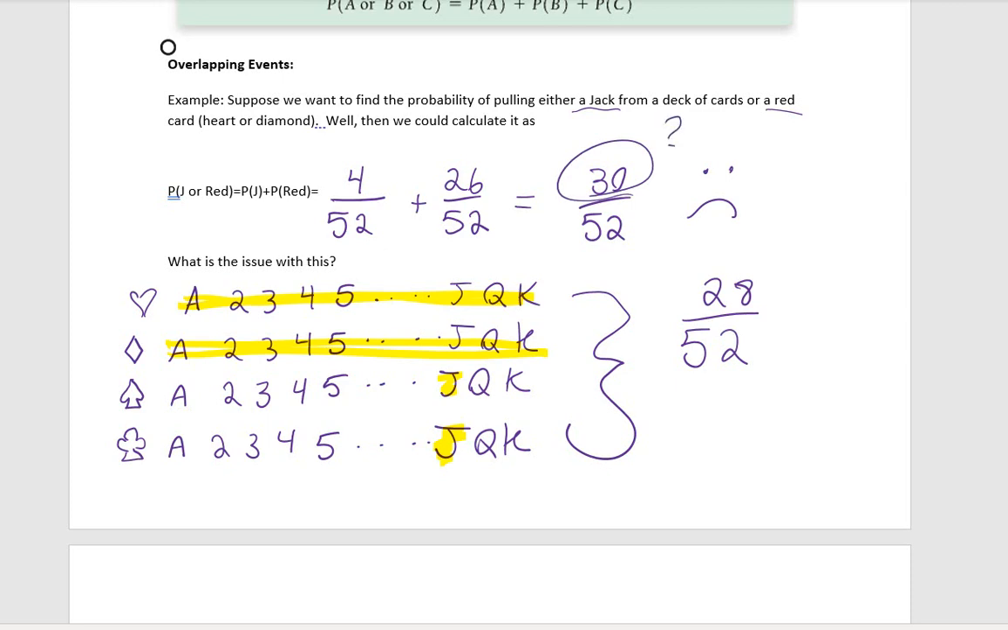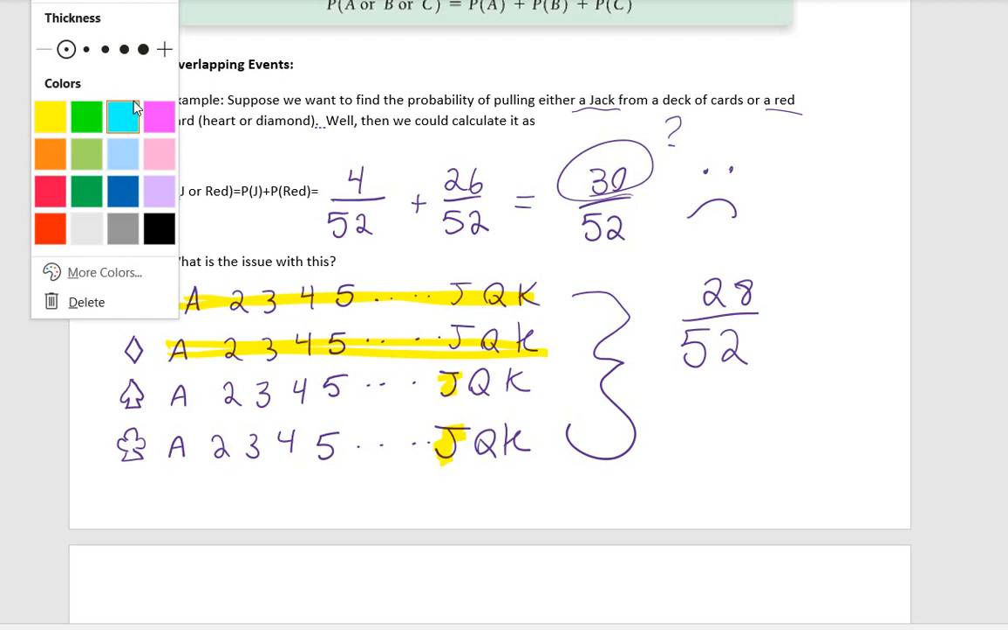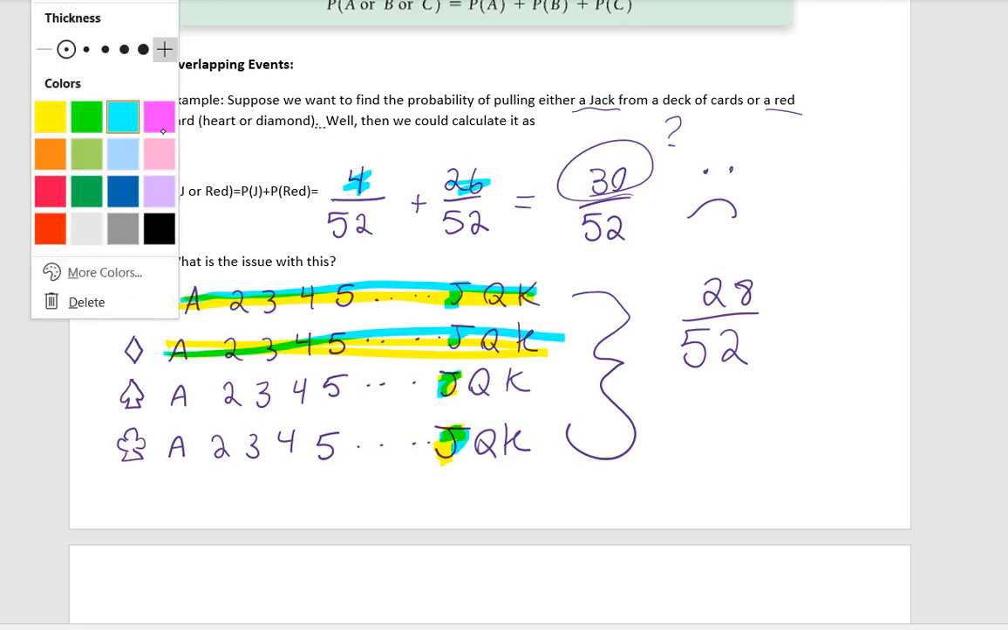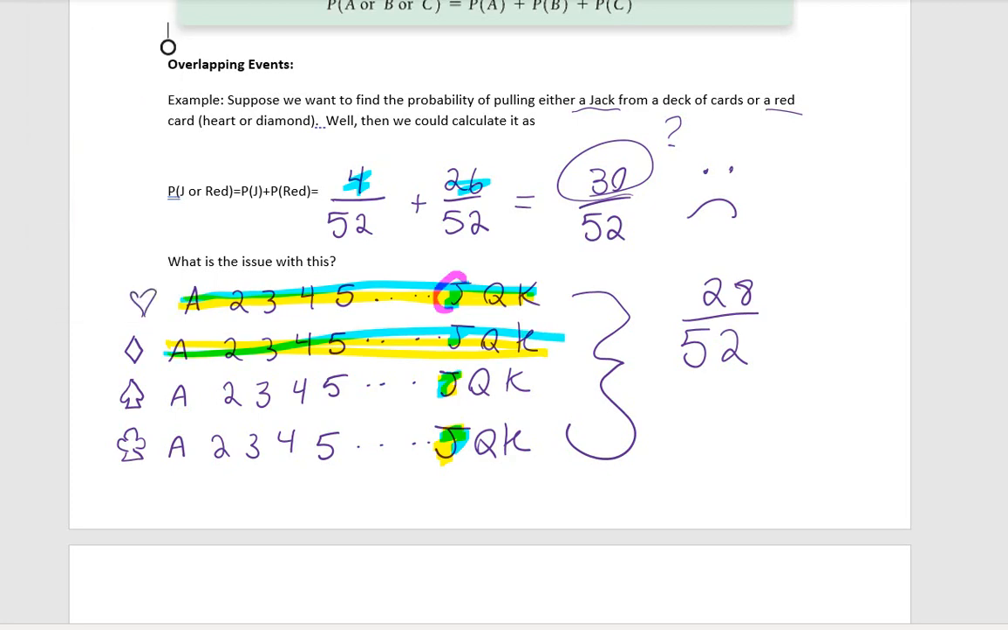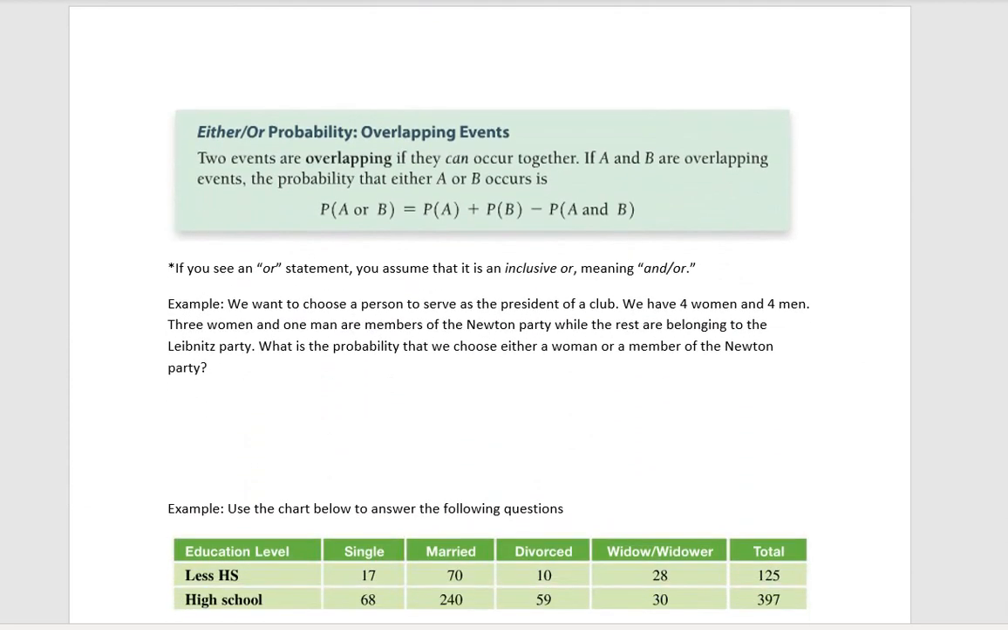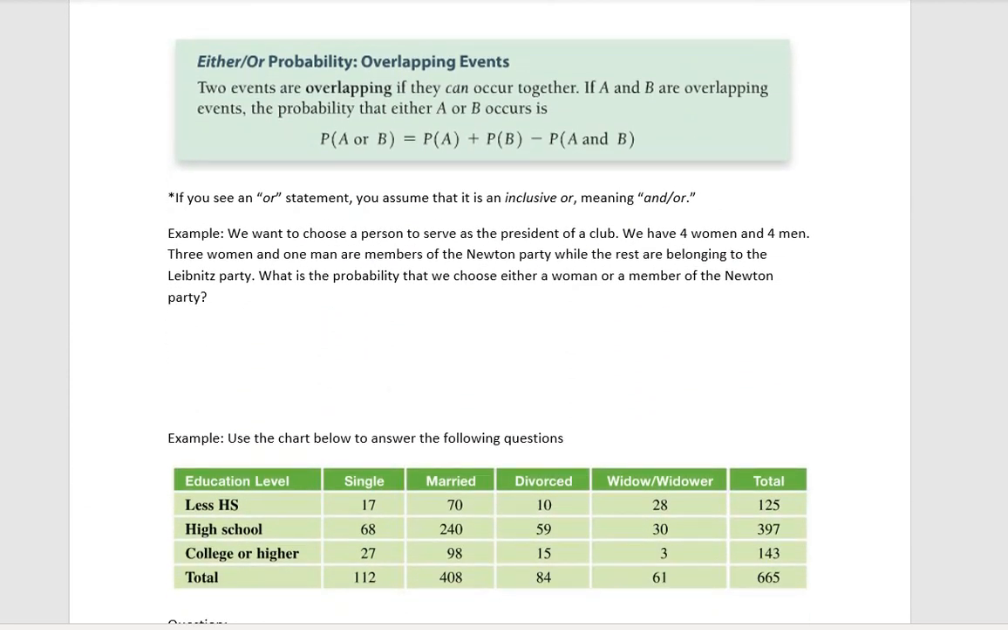So why was this number wrong? Well, here's why. When we counted, we started off by counting the jacks. So we had 1, 2, 3, 4 jacks. And then we added to that all the red cards. So we had 13 of these red cards and 13 of these. So if you look carefully, what you see is that we counted these jacks that are red twice. So when we do overlapping events like this, we have to count all of the probability of A, all the probability for B happening, but then we have to subtract the double counts that we did.